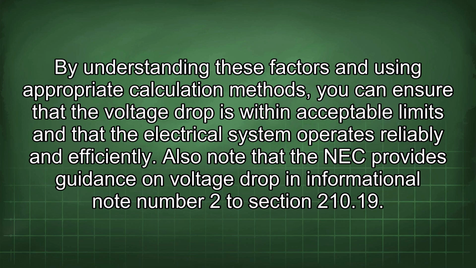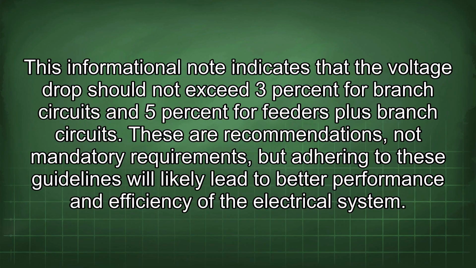Also note that the NEC provides guidance on voltage drop in informational note number 2 to section 210.19. This informational note indicates that the voltage drop should not exceed 3% for branch circuits and 5% for feeders plus branch circuits. These are recommendations, not mandatory requirements, but adhering to these guidelines will likely lead to better performance and efficiency of the electrical system.